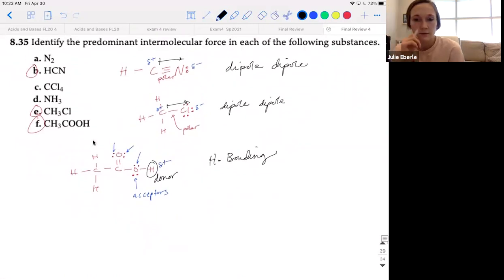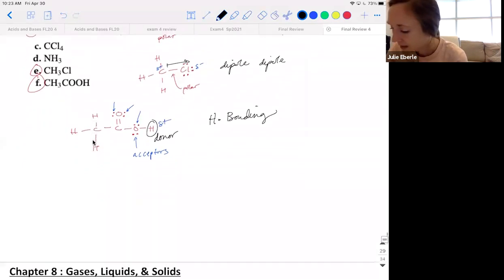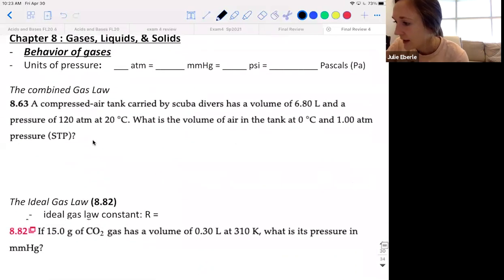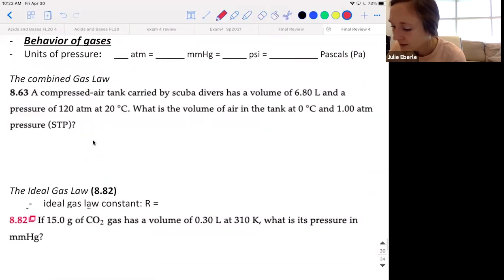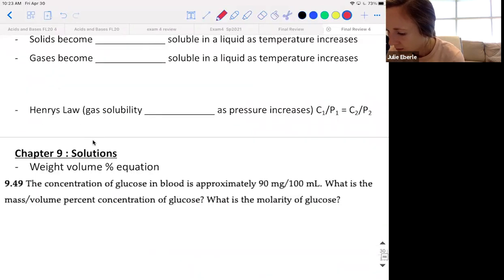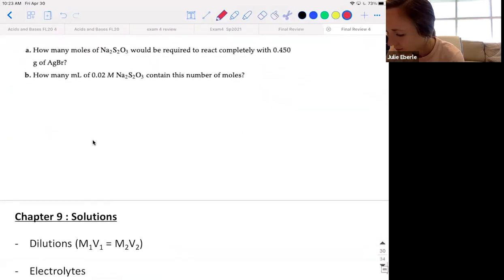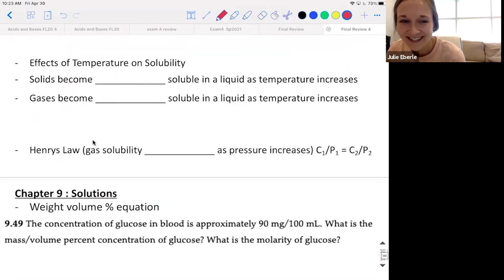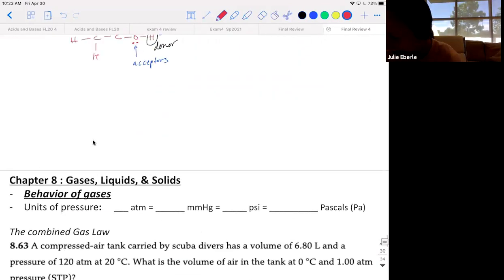All right, questions there? I think we're almost done. I think we've got gas laws and then chapter 9. Hang in there. All right, gas laws. How many slides do we have? 1, 2, 3, 4. Why did I keep going? 5. Okay, we have 5 slides left.